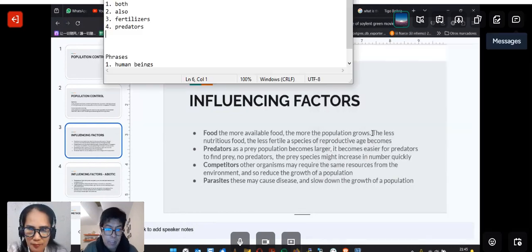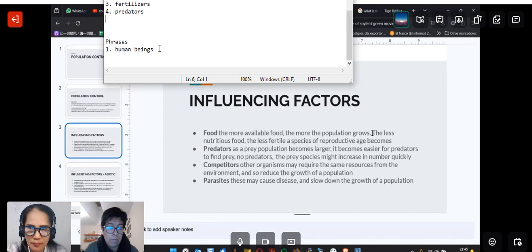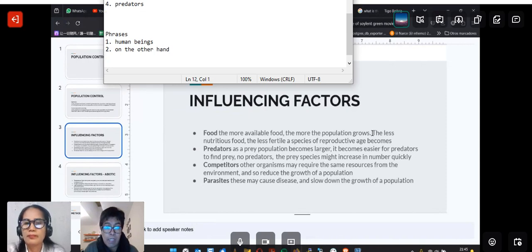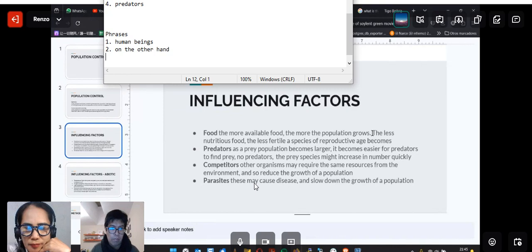There are also the competitors, which I guess mainly apply to plants and some animals. It's when similar species or organisms need the same resource, then they start to compete with the other species. That is also a factor that reduces the growth of the population.